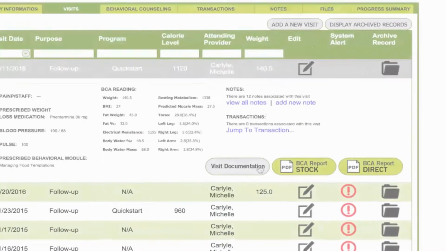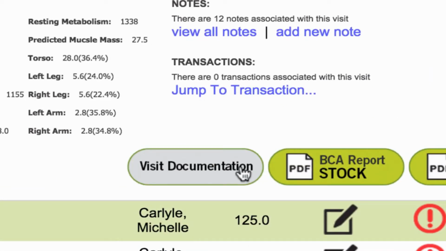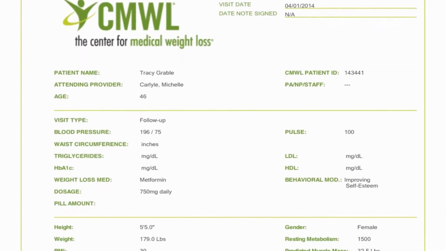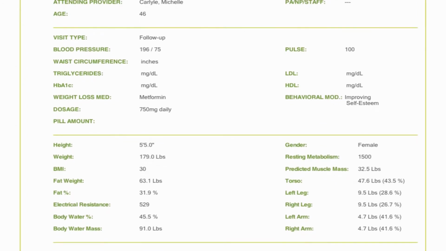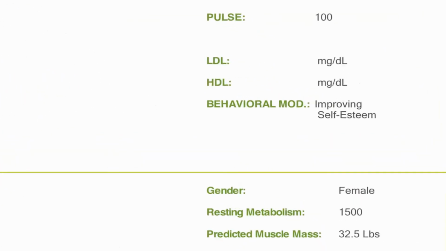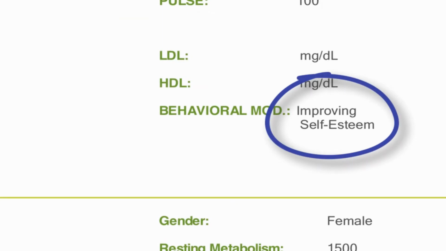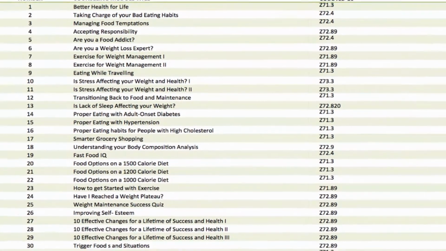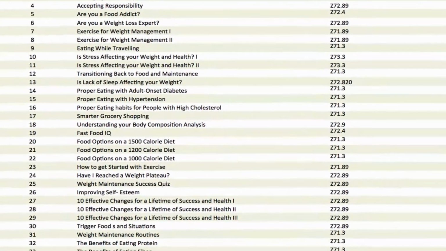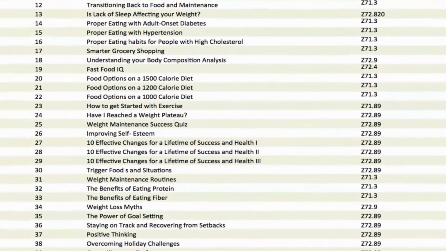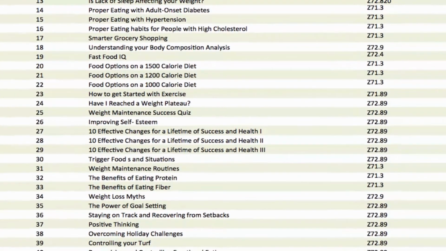After you've completed training, CMWL's Obesity TX platform then puts the pieces together for you by automatically generating documentation for each weight loss patient visit. All you need to do is download a PDF for your EMR. This documentation includes the patient's name, BMI, body composition metrics, weight loss medications and dosages, vitals, as well as the behavioral counseling module topic discussed during the visit. CMWL's provider training provides the ICD-10 Z code for preventive counseling associated with each of the different 43 behavioral module topics, making billing and coding for the counseling easy.